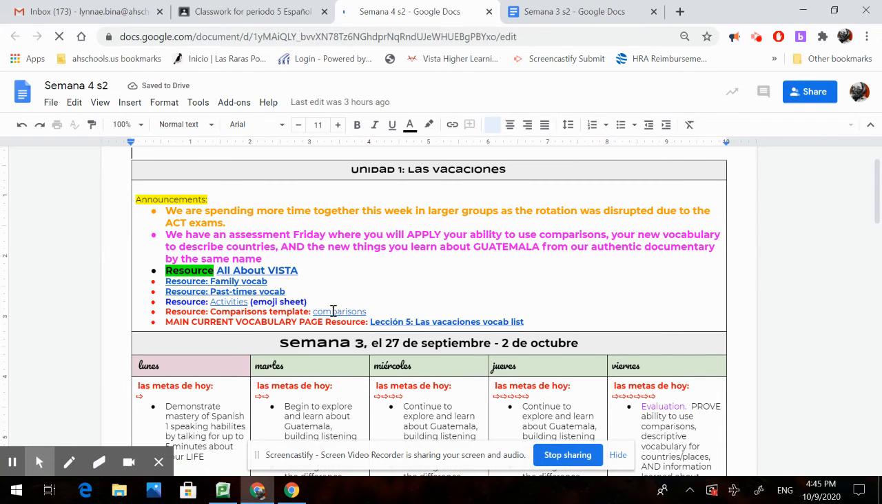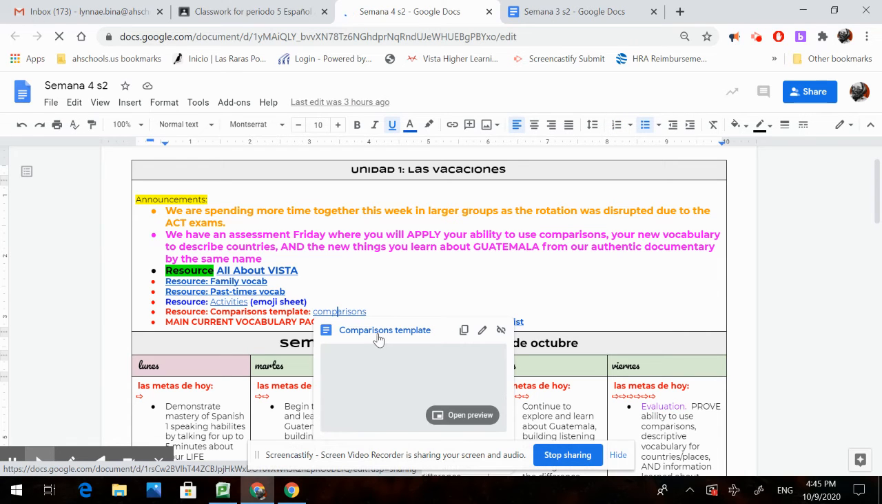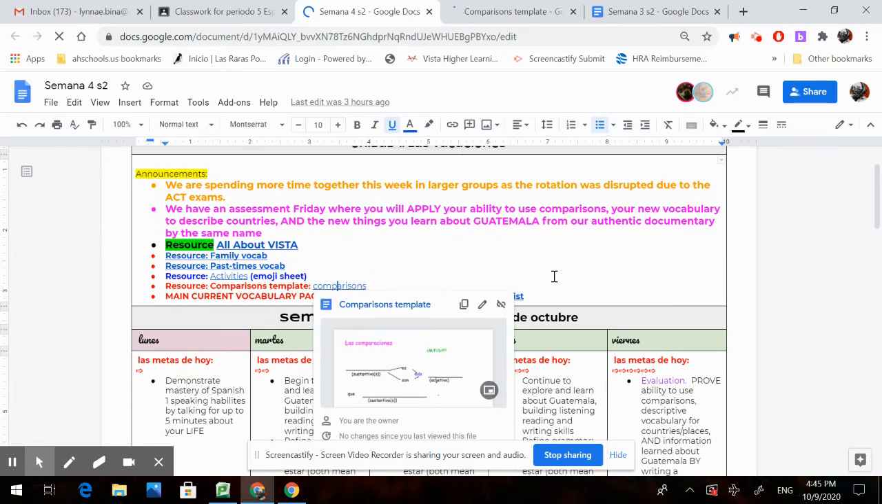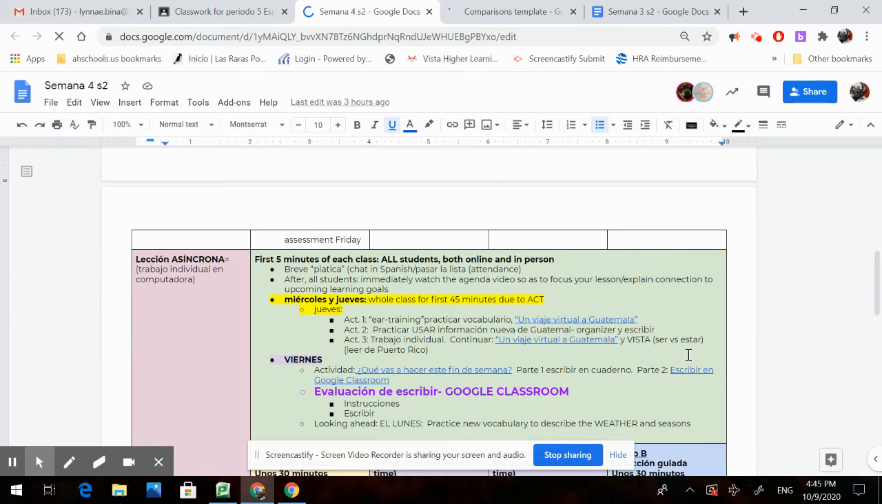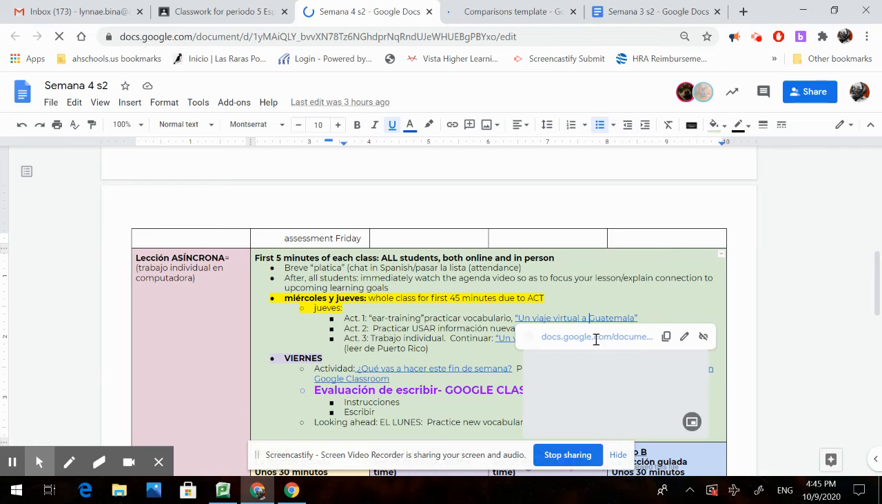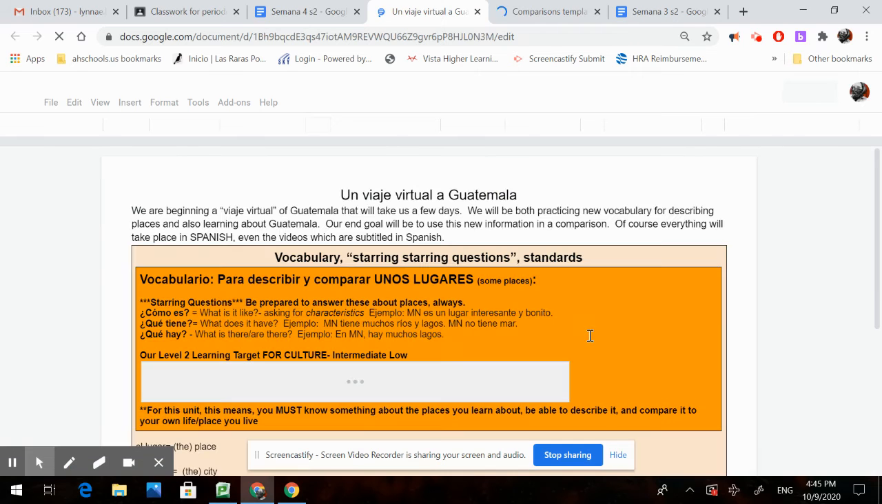I've mentioned several times this week that the resources in red are current resources. The other ones are for review materials. They could use their comparison template. They could also open up this document. In English, it means a virtual visit to Guatemala. So they started working on this on Tuesday.